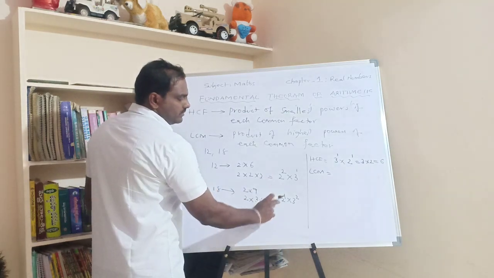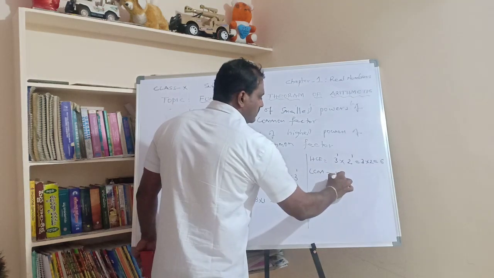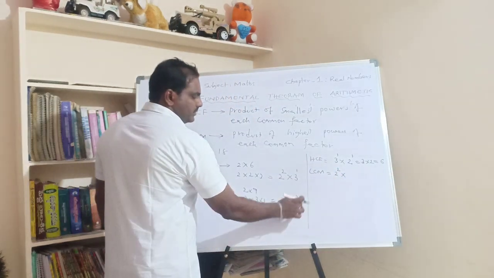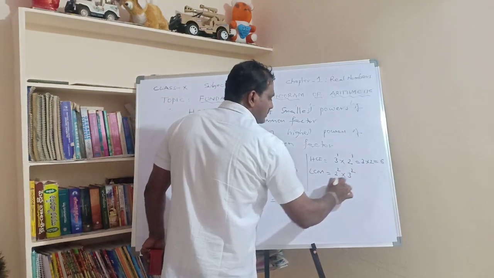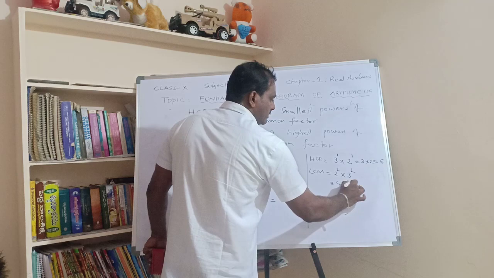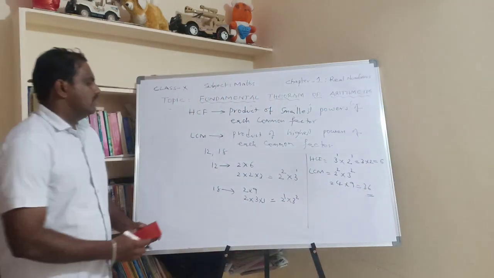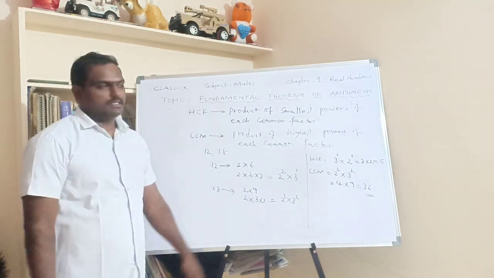Here we have 2 power 2, 2 power 1. Which is the higher power? 2 power 2. So therefore 2 power 2 into 3 power 1, 3 power 2. Which is more? 3 power 2. 2 power 2 is 4, 3 power 2 is 9. How much is it? 36. So therefore LCM is 36, HCF is 6.